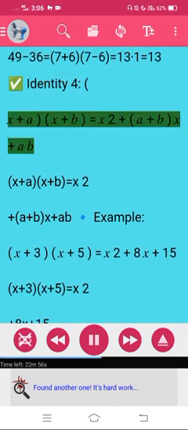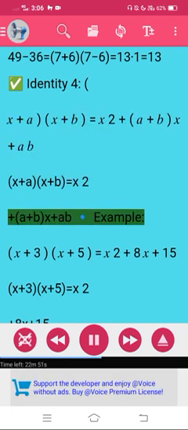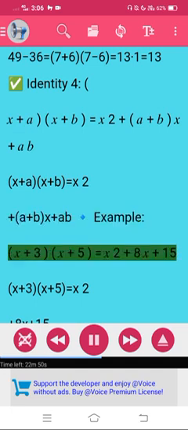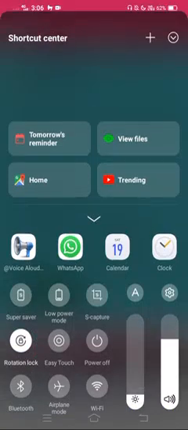(x plus a)(x plus b) equals x squared plus (a plus b)x plus ab. Example: (x plus 3)(x plus 5) equals x squared plus 8x plus 15.